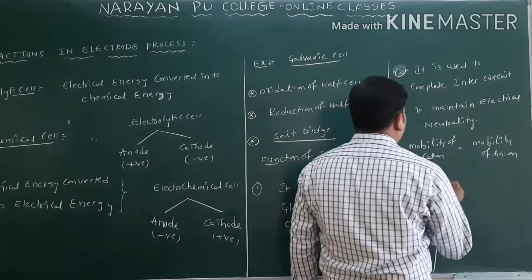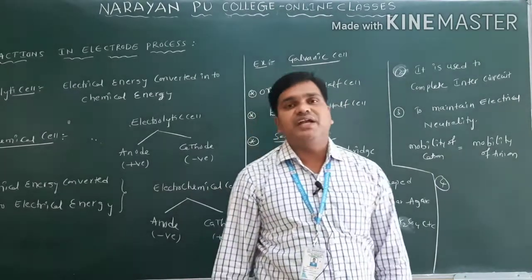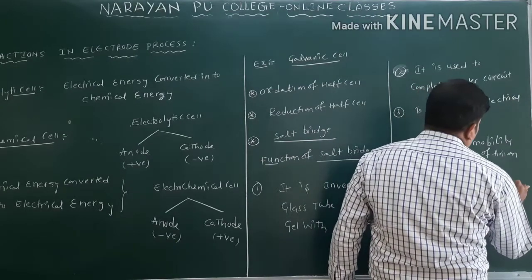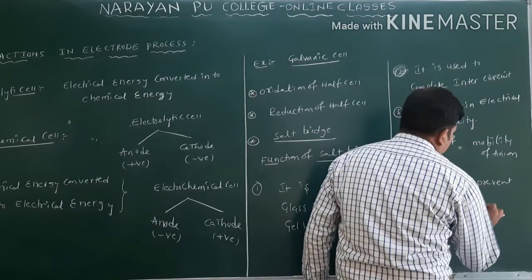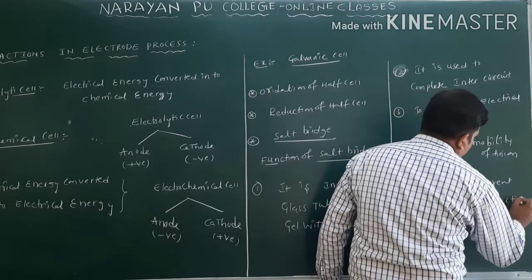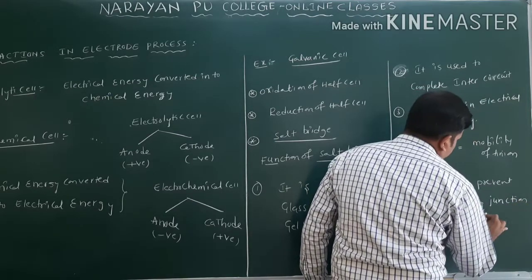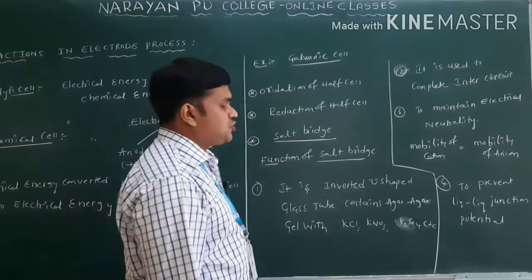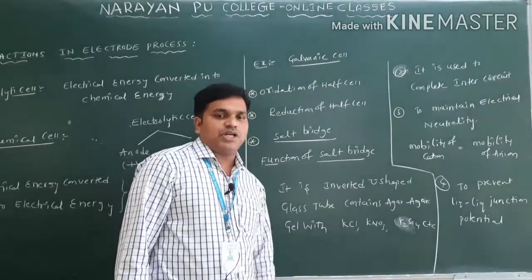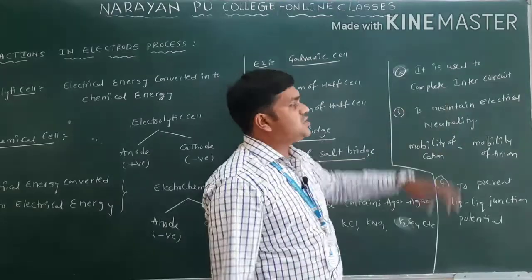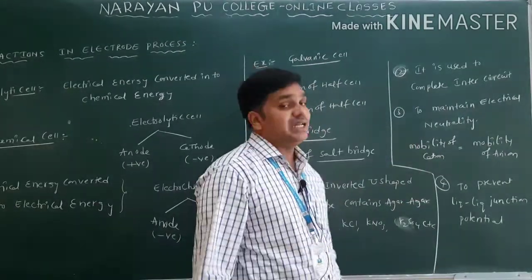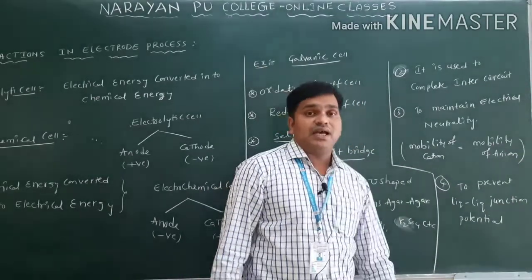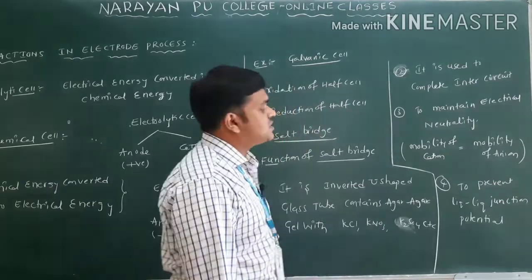One more point you can write regarding the salt bridge: to prevent liquid junction potential. So these are the functions of the salt bridge. It is an inverted U-shaped glass tube containing agar-agar gel with electrolytes potassium chloride, potassium nitrate, potassium sulfate. It is used to complete the internal circuit, to maintain electrical neutrality, where mobility of cation is equal to mobility of anion, and to prevent the liquid junction potential.